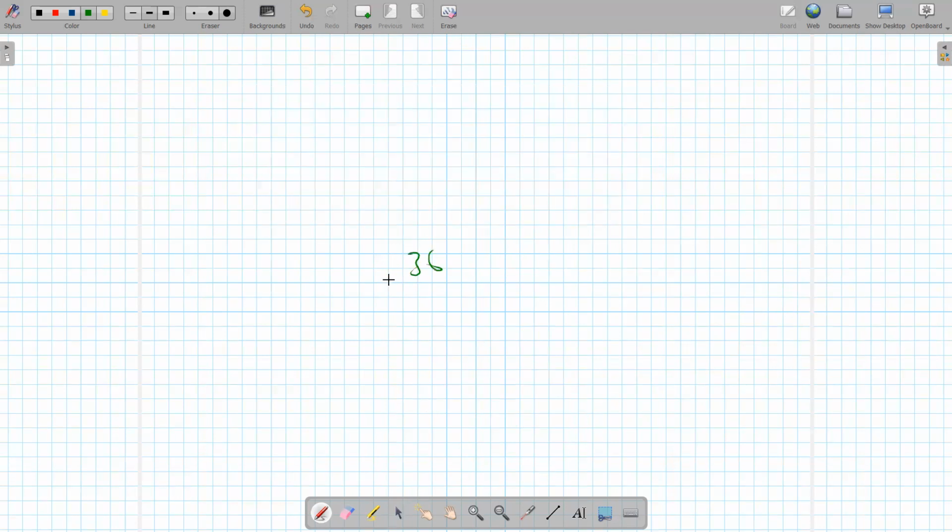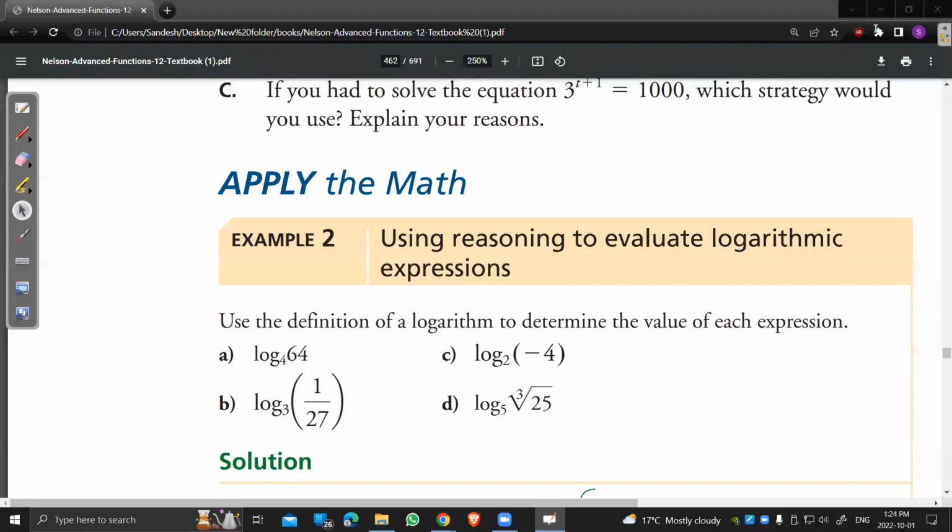Tell me, 36 to the power 7. I need this in terms of something to the power something. What is it? 6 to the power of 2 over 7. Yeah, that's it. Perfect. It's not that difficult.